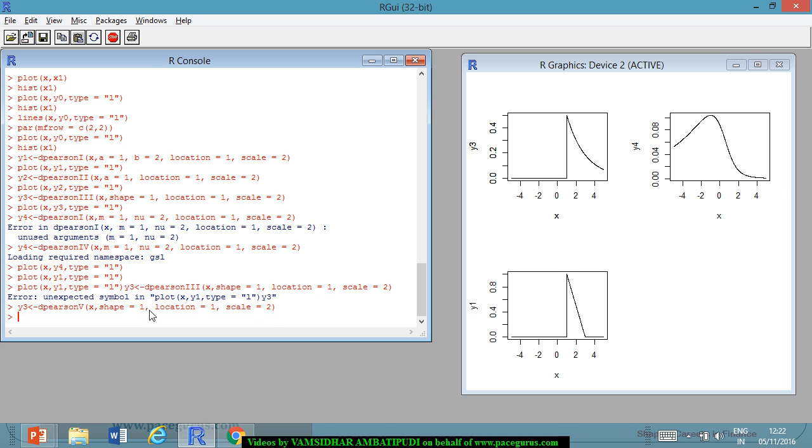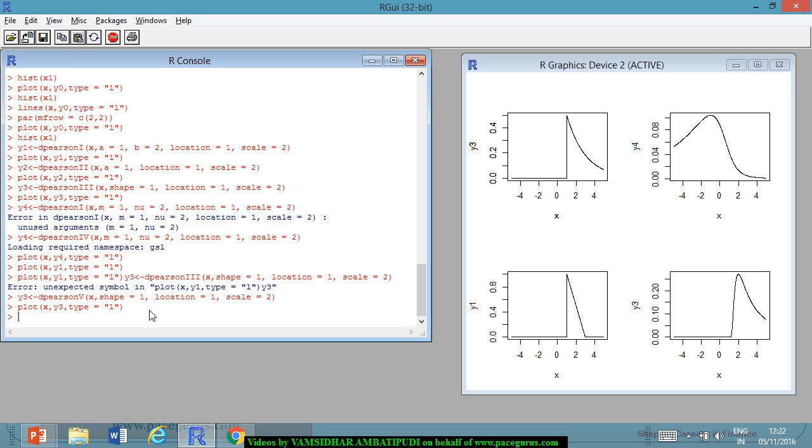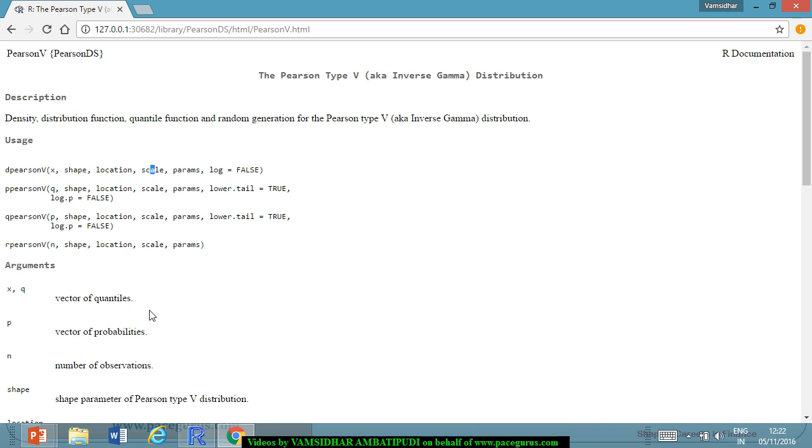And now I can very well plot the y5, oh, y3 only, right? Okay. So this is how the Pearson type 5 distribution is going to come out. Type 3 is gamma. Type 5 is coming out to be inverse gamma distribution. So we have different such kinds of distributions which we can use.